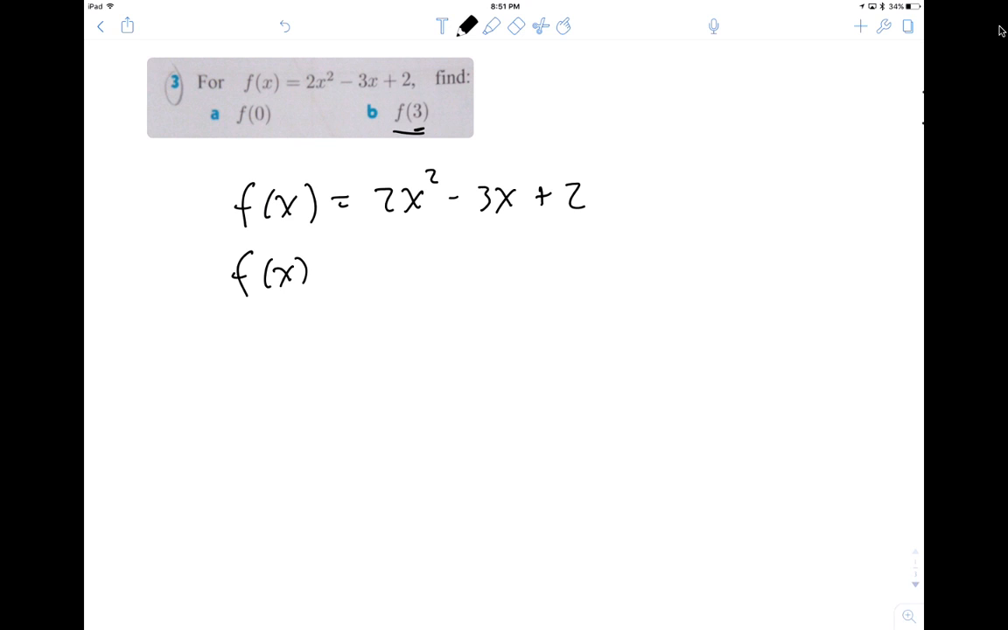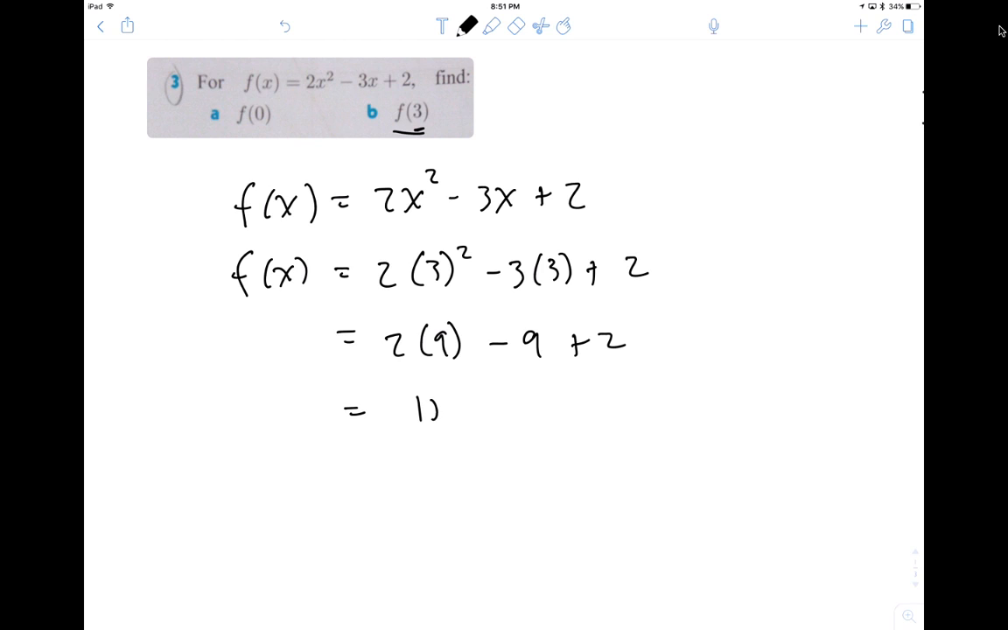F of 3 is 2 times 3 squared minus 3 times 3 plus 2. So 2 times 9 minus 9 plus 2, 18 minus 9 plus 2. I think we can do that now in our head. So 9 plus 2 is 11.